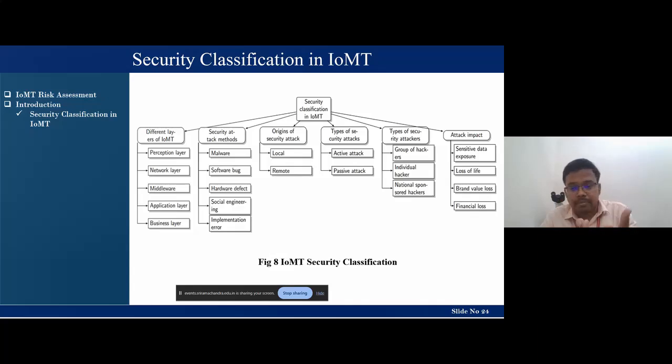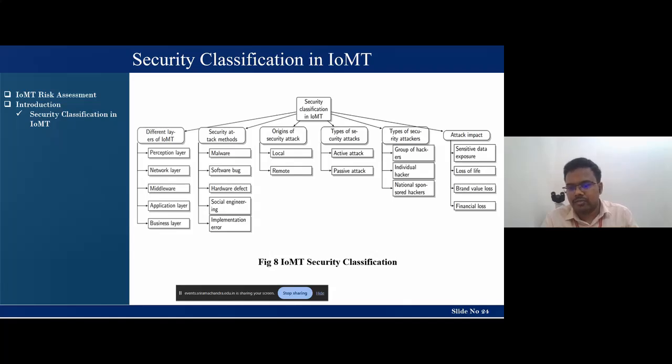So what will happen if a medical device is hacked or medical data is leaked? It will create a huge impact. The impact can be classified into three types. That is financial loss to the healthcare organization, which is one of the major things, but it can be recovered. Then brand value loss. The healthcare organization will lose brand value, but it will also regain it.